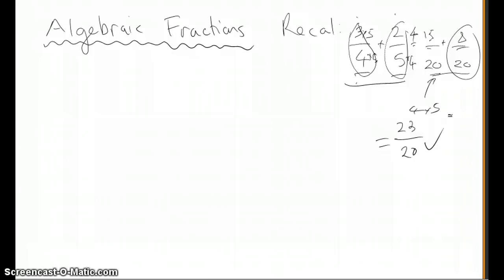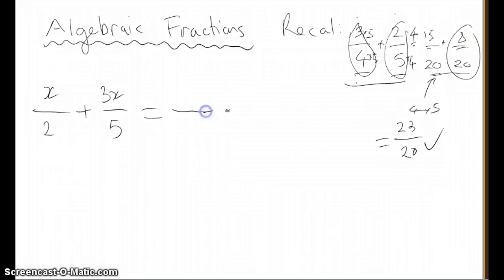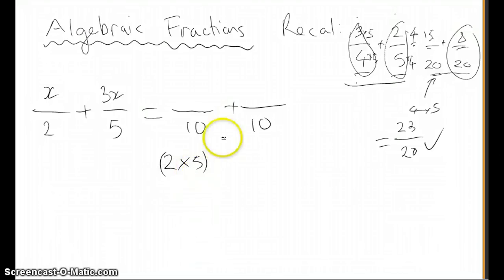Now we're going to do that using the same principles, but using some algebra or some letters. So let's say I've got x over 2, and I want to add, say, 3x over 5. I can't just add the numerators. I have to write two new fractions with the same denominator. What number shall we choose? 10, thank you. Why 10? Because it fits both 5 and 2, because it's 2 times 5. That's where the 10 comes from.